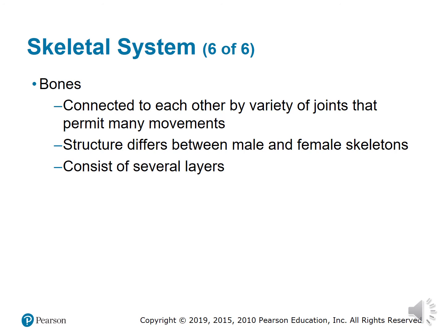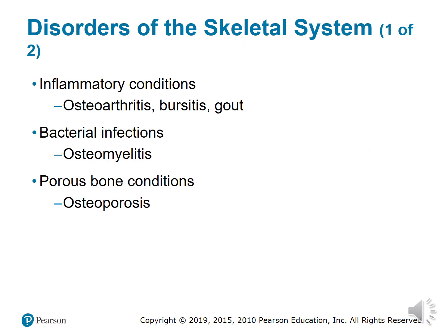Structure differs between the male and female skeleton. It consists of several layers. Disorders associated with the skeletal system: an inflammatory condition would be osteoarthritis, bursitis, or gout. A bacterial infection is osteomyelitis. A porous bone condition would be osteoporosis. Again, with this, break it down: osteo, pro, osis.